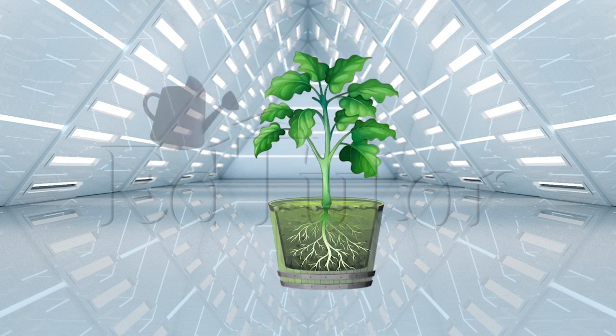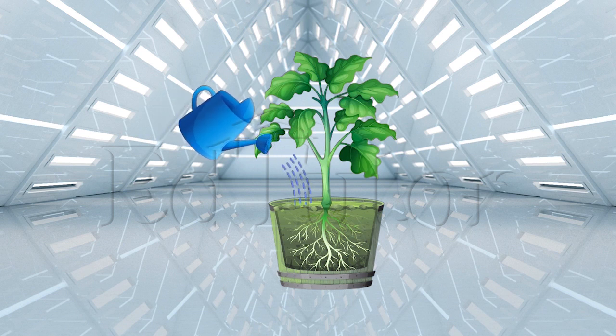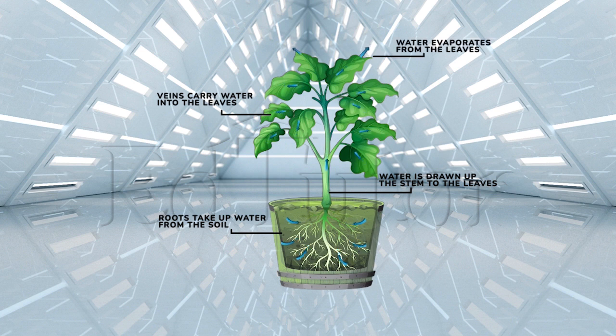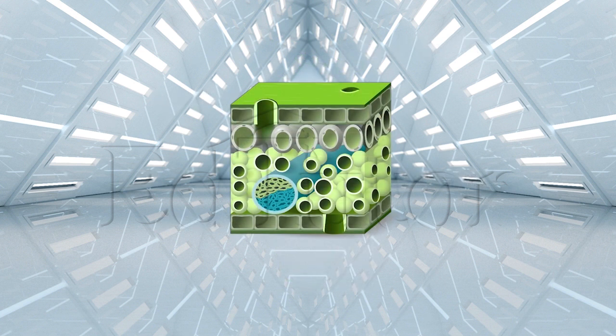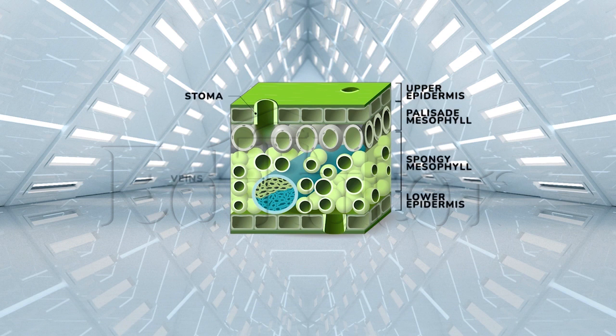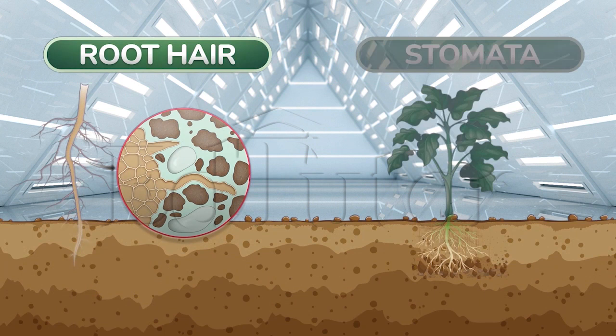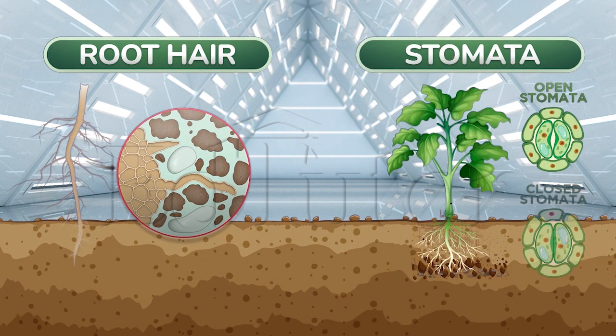Now, you already know that the roots are responsible for the absorption of water and minerals. And speaking of water, the stems and leaves covered by these epidermal cells secrete cutin, which forms a very waxy protective layer called a cuticle. What this cuticle does is limit the loss of water by evaporation. Apart from all this, the epidermal tissues have some special structures that can perform specific functions in root hairs and stomata.